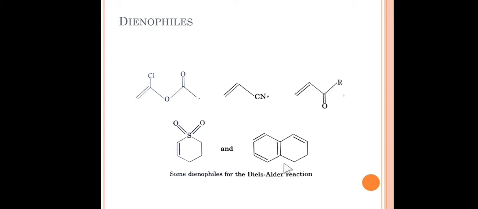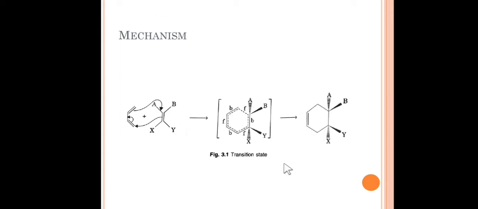Okay. So this is how we are going to study the 4 plus 2 cycloaddition. The mechanism for this we have already studied. It's a concerted mechanism and goes through a cyclic transition state and we get a stereospecific product. So we'll not discuss much about the mechanism. Let's go ahead.